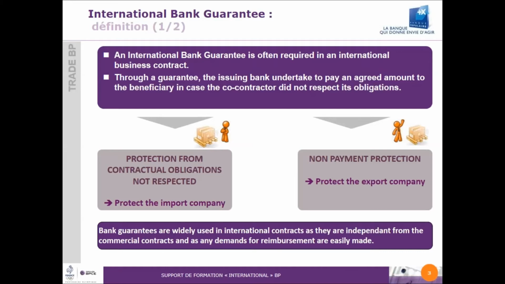First of all, the definition. As you may know, an international bank guarantee is very often required in an international business contract. Through this guarantee, the issuing bank undertakes to pay an agreed amount to the beneficiary in case the co-contractor did not respect its obligation. This protects the import company against the obligation not respected by the export company, and it protects the export company in case the payment is not made.